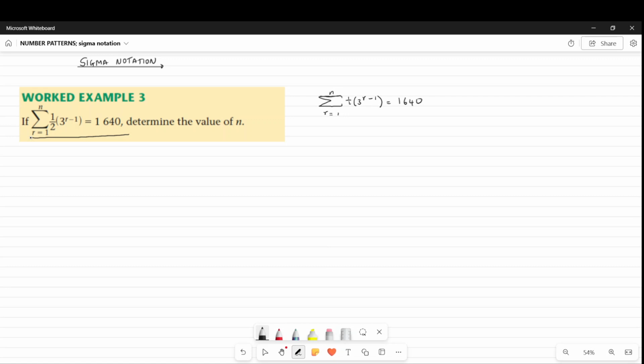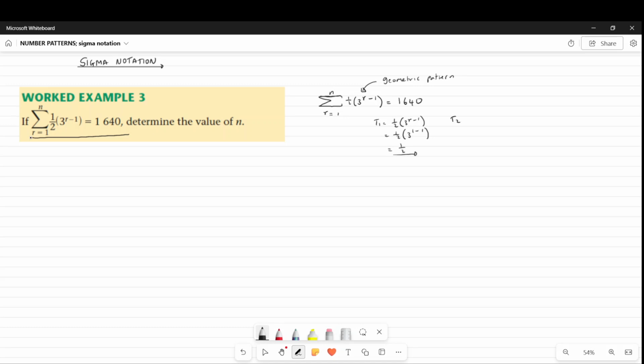Now we know this is a sum, and by the general term over here you can tell this is a geometric pattern. The first thing we need to do is get at least 3 terms. So let's start. t1 will be equal to half, open bracket, 3 to the power of r minus 1, close bracket. So it will be half, 3 to the power of 1 minus 1, because r is 1, so we start with that. 3 to the power of 0 is 1, times half, which is just 1 over 2.